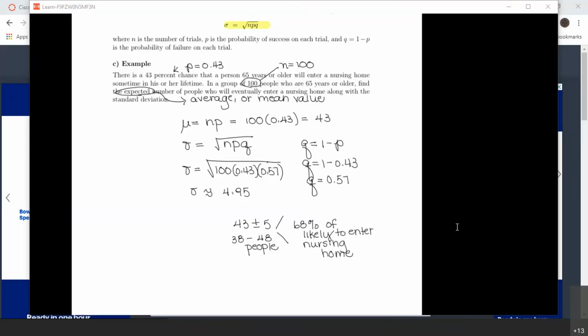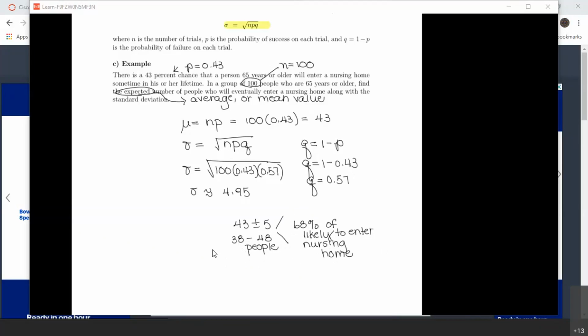Okay, so I'm trying to show you what it means in context of this problem. If we round it up to 5, what I'm saying is between 38 and 48 people, I would say that I have a 68% chance of being right if I say between 38 and 48 people will enter a nursing home. And this comes from an empirical rule we'll talk about in the next section, but it gives you a better understanding of what the standard deviation is telling you. I'm saying, again, 68% of my probability is between 38 and 48 of the people.